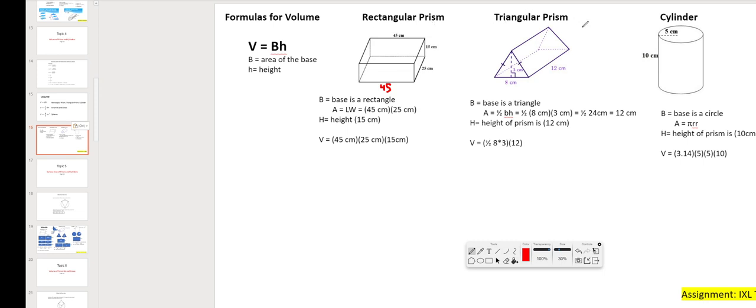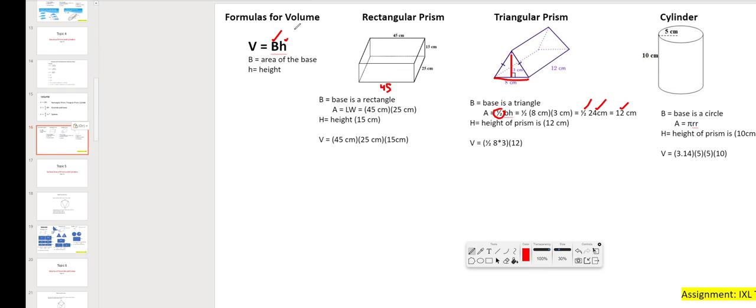Now, triangular prism. Notice you have a triangular base. For the triangle, just remember big B is the area of the base. How do we find the area of a triangle? You multiply the base times the height, so that's 8 times 3. But remember, you have to divide that by 2 because it's half. 8 times 3 is 24, divided by 2 gives you 12. 12 centimeters, so that's the big B.